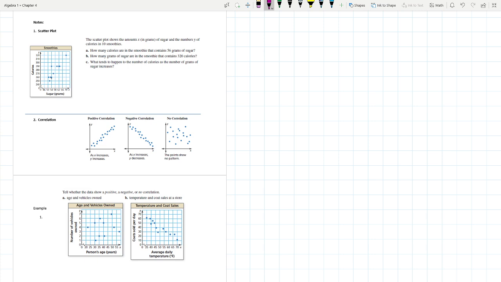Go figure, right? So looking at A, we want to know how many calories are in the smoothie that contains 56 grams of sugar. I look at my graph, and I'm going to try and find the area that 56 lies. And I say, hey, look, there's 54 and there's 58. If I go up from there, there's a point at 270. And so for A, I'm going to say there's 270 calories.